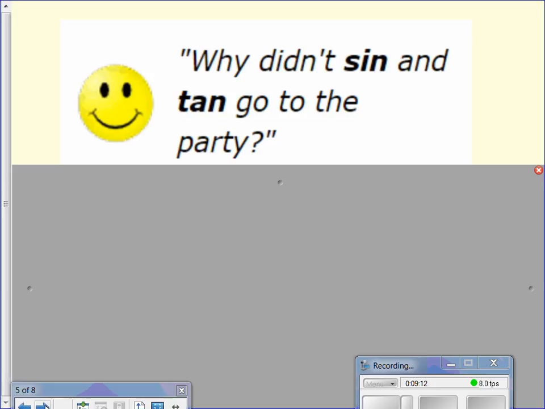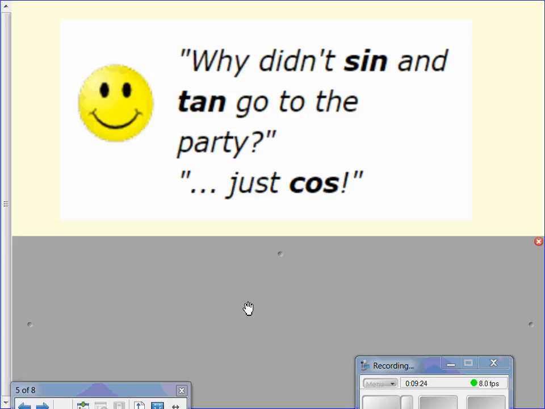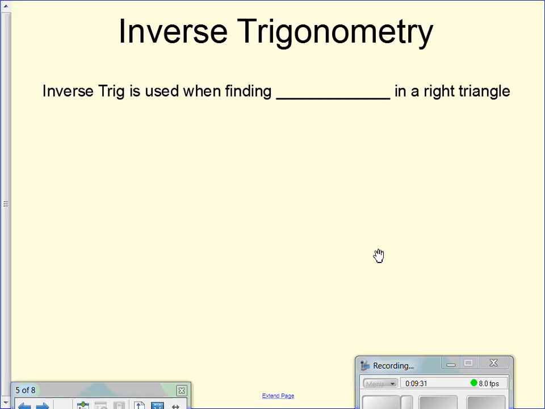And what's even more important, obviously, is a geometry joke, of course. So why didn't sine or tangent go to the party? Just cuz? Oh, just cuz? Oh, that's so funny. That's great. All right, well, let's move on then.